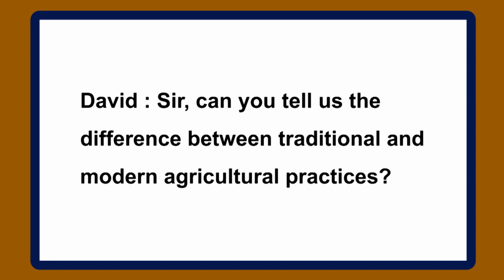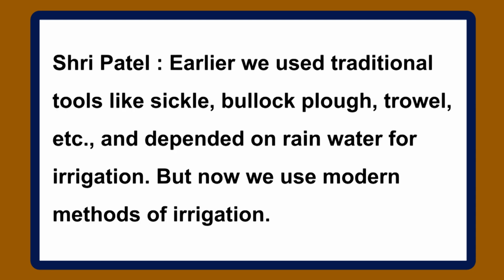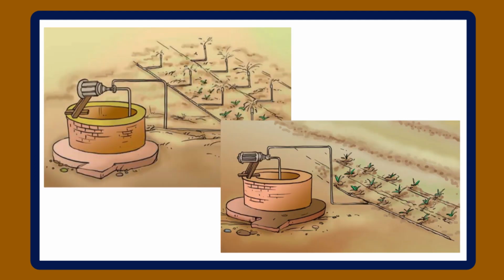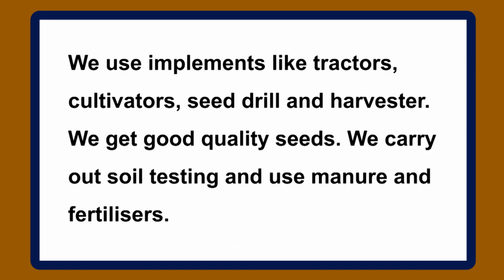David asked, sir, can you tell us the difference between traditional and modern agricultural practices? Then Patel answered, earlier we used traditional tools like sickle, bullock plough, trowel, etc. and depended on rainwater for irrigation, but now we use modern methods of irrigation. We use drip irrigation, we also use sprinklers, and implements like tractor, cultivators, seed drill and harvester. I think, children, you have seen all these instruments at work in the field. A video was shown to you earlier.